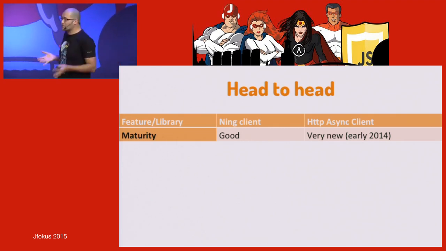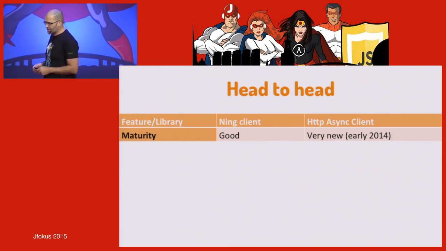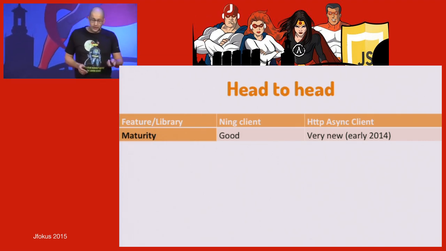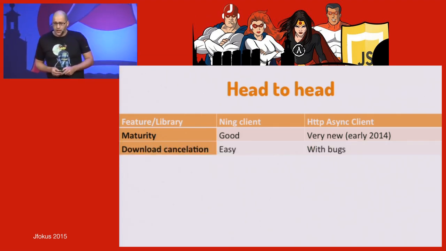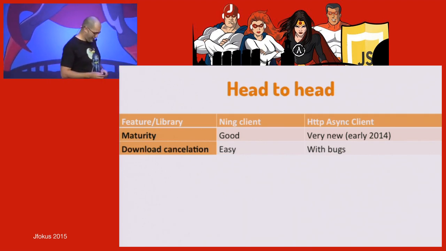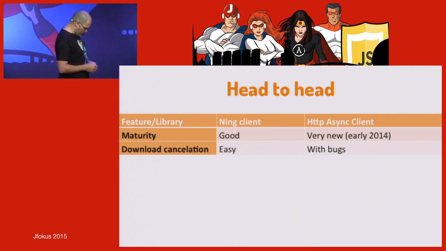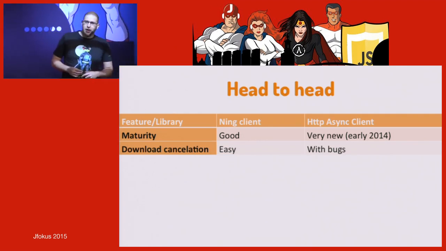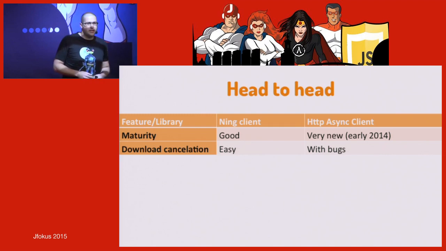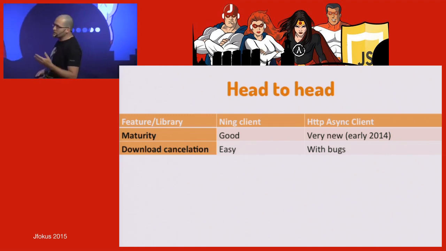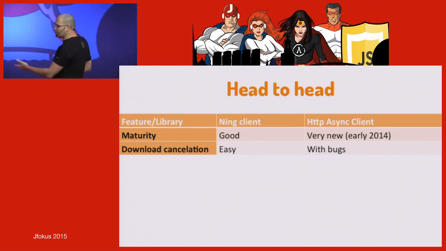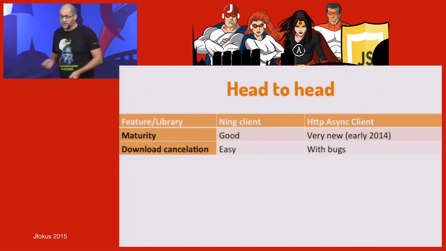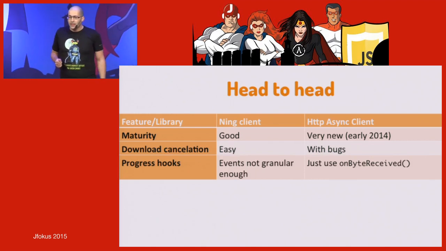Ning is much more mature than the HTTP async client. HTTP async client is very new, and Ning you saw almost 5 years there. Download cancellation, both of them supported. We had some bugs with HTTP client, but through this bug we learned how responsive the developer is. He provided us a workaround straight away and got it fixed in a matter of days. So actually that was a very good experience with HTTP async client.